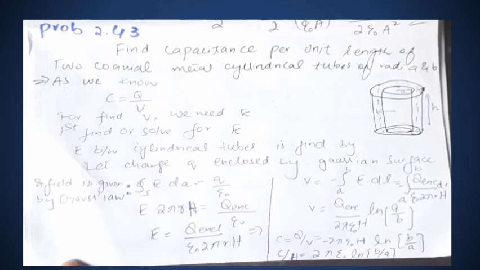As we know, capacitance is equal to Q over V. Here we put the value of V and calculate our answer. C is equal to Q over V is equal to 2 pi epsilon naught h over ln b over a. As in the question, we have to answer capacitance per unit length, so C over L, or C over h, is equal to 2 pi epsilon naught over ln b over a. This is our answer.